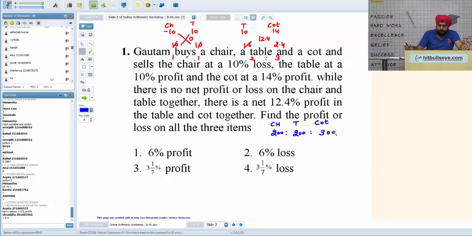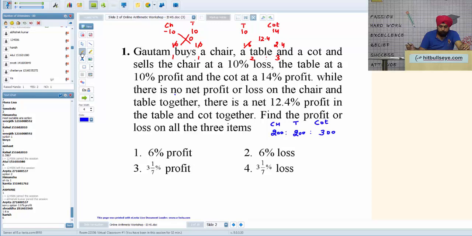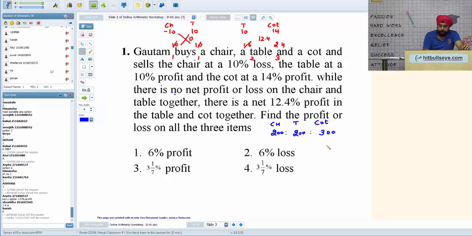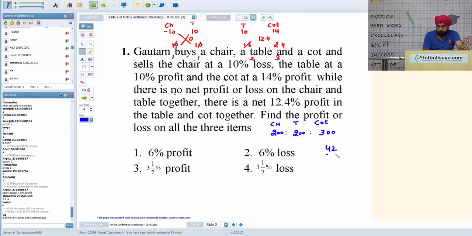Now mind it, chair and table together, they give 0% profit. As given here, there is no profit and no loss. So cot, which you have sold at a profit of 14%, how much is 14% of 300, students? It is a profit of 42 rupees. Now 42, the total cost is 700, into 100. So students, it just becomes a gain of 6%.